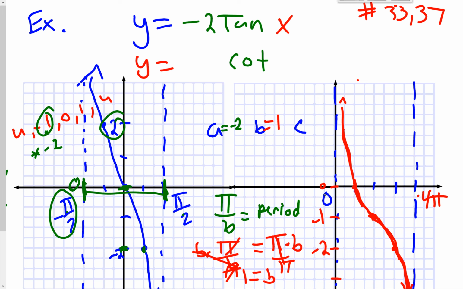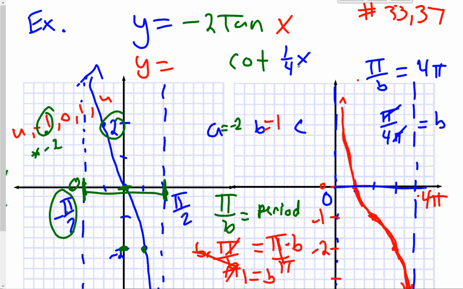Cotangent normally starts at 0 and goes to pi. Well, this one goes to 4 pi. So I want to set pi over b equal to this whole distance here, which is 4 pi, and solve for b. Basically these can switch places. The pi's will cancel out, so I get a quarter. So b for this one is a quarter x. And then I don't shift over.